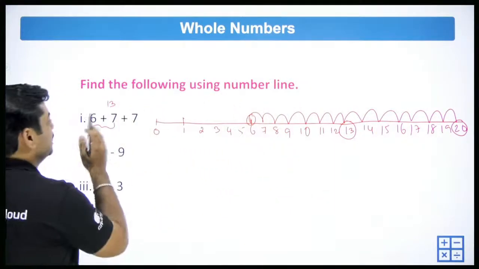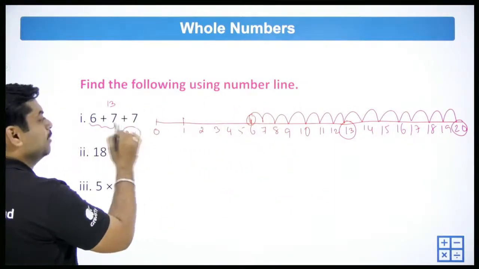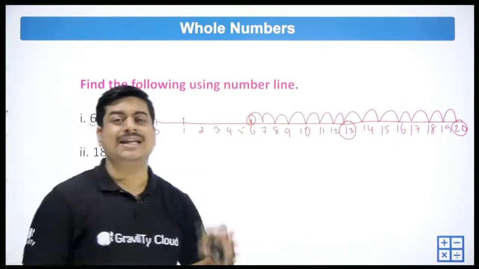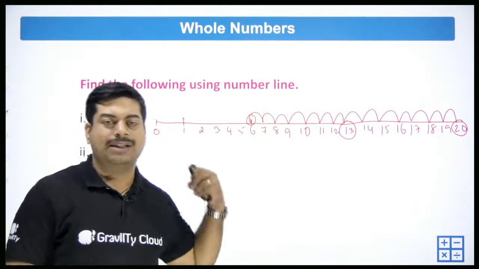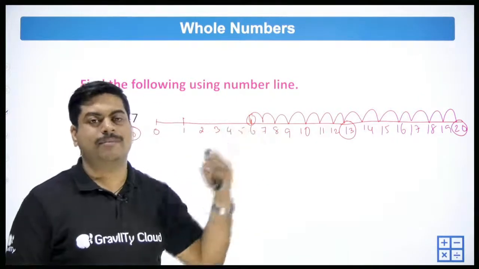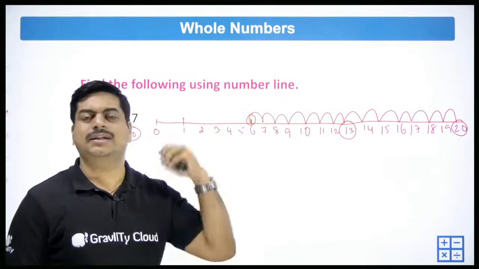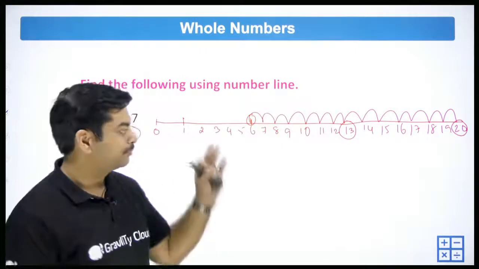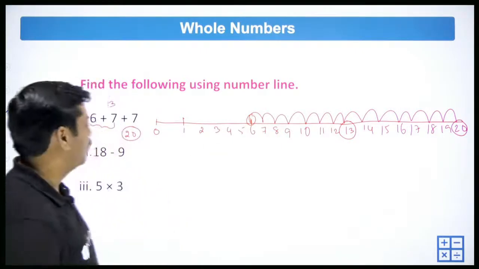So 6 plus 7 plus 7 is 20, and the same calculation method can be applied for any number of terms. I'll give you a sum of 10 numbers, 1 plus 11 plus 10 plus 100 plus 9 plus whatever it is. Just move along the same number line. Just add one by one.